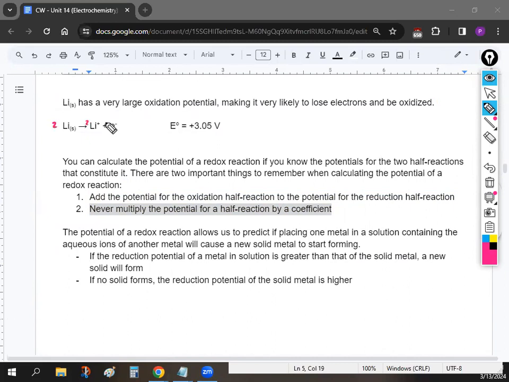To make it 2Li, 2Li+, and 2e-. Usually we would multiply the electrical potential or the number by 2, right? For electrical potential, you do not multiply it by 2. Even if you do times 100, the electrical potential will stay the same. Okay, so just keep that in mind. You never multiply the potential by the coefficient.